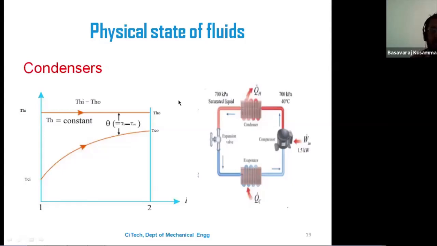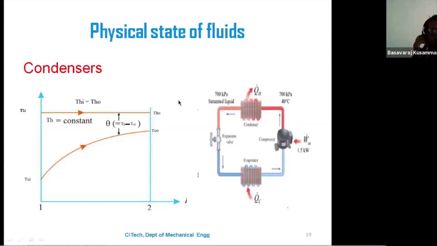So we are going to the next part of the heat exchanger. In the previous classes, we discussed the classification and the definitions of the heat exchanger. Now we are going to discuss the logarithmic mean temperature difference and the NTU method, okay? So we need to discuss that.